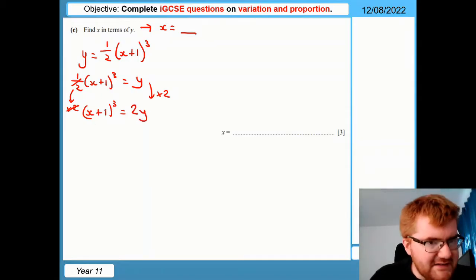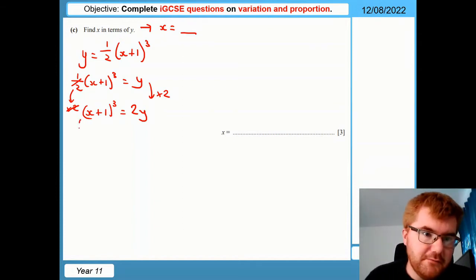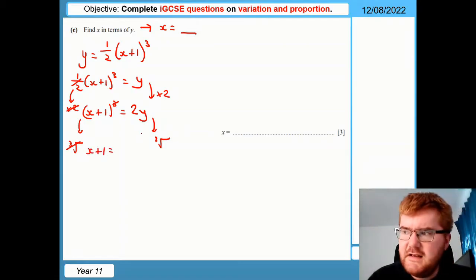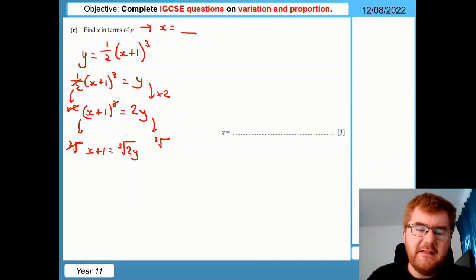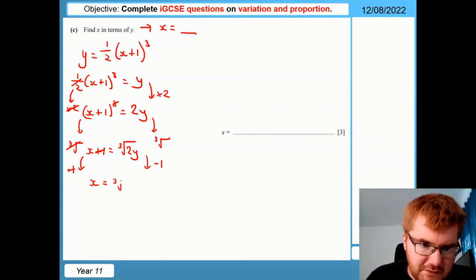Now, we try to break this down to get x equals. This cubed is kind of annoying. So what's the opposite of cubing? Well, cube root. So we're going to cube root on both sides. And just take your time, being nice and careful with the algebra. So we're left with x plus 1. Now we get the cube root of 2y. And then lastly, we need to minus 1 from both sides. The opposite of +1 is -1 on both sides, giving us our final answer, because this cancels here, of the cube root of 2y, then -1.